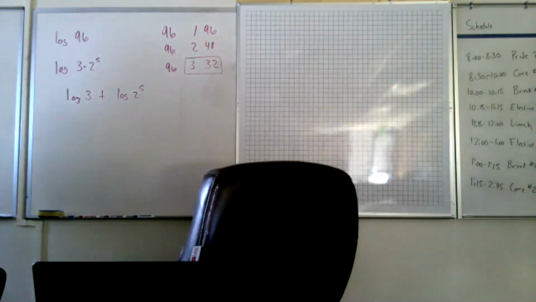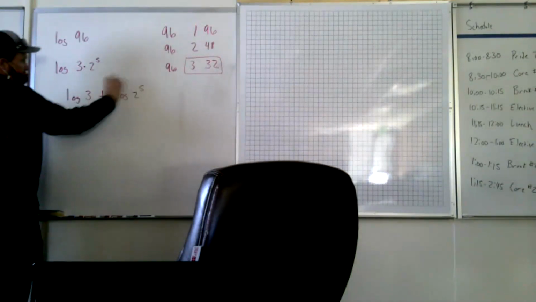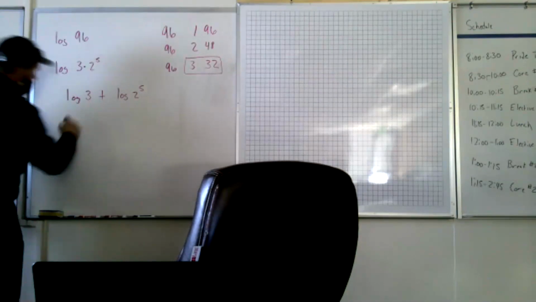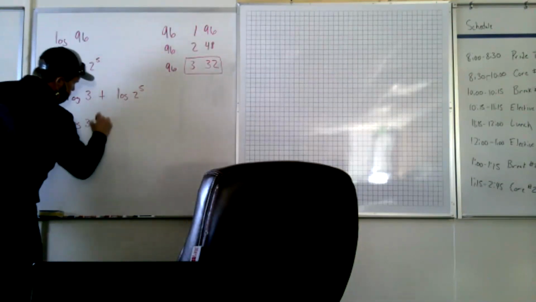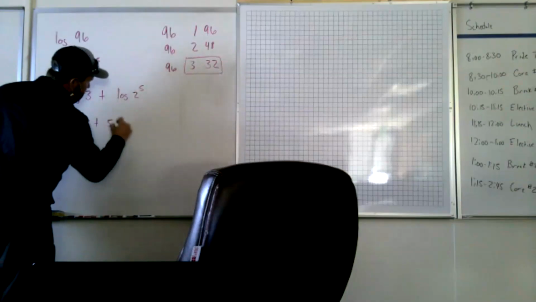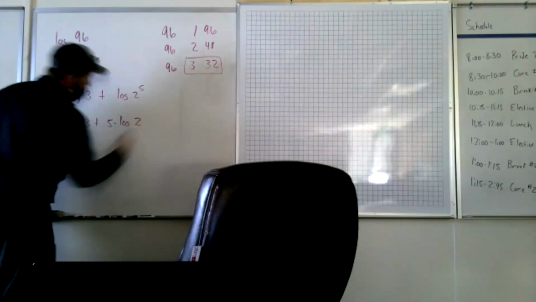What we want to do is use the power property of logarithms and bring this exponent out to the front. So our final answer is going to be the log of 3 plus 5 times the log of 2.